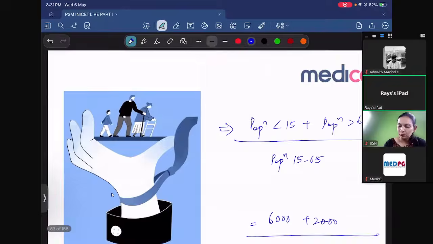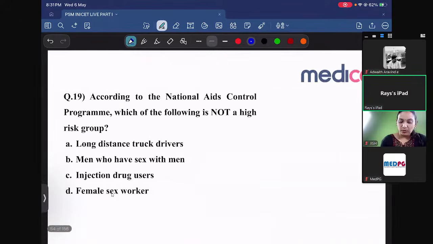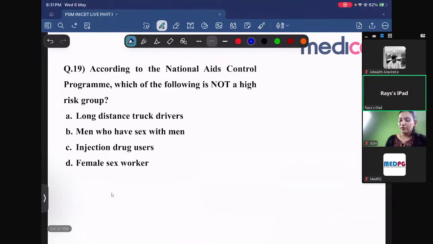Okay, moving on. What is this question all about? We have NACO, the National AIDS Control Program. According to the National AIDS Control Program, which of the following is not a high risk group? Long distance truck drivers, men who have sex with men, injection drug users, and female sex workers. So the AIDS Control Program has classified people into the general population, the high risk group, and the bridge population.